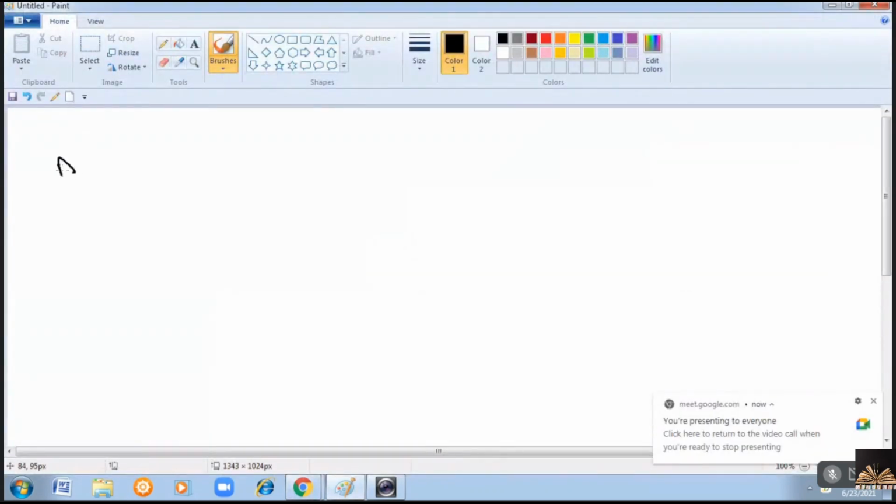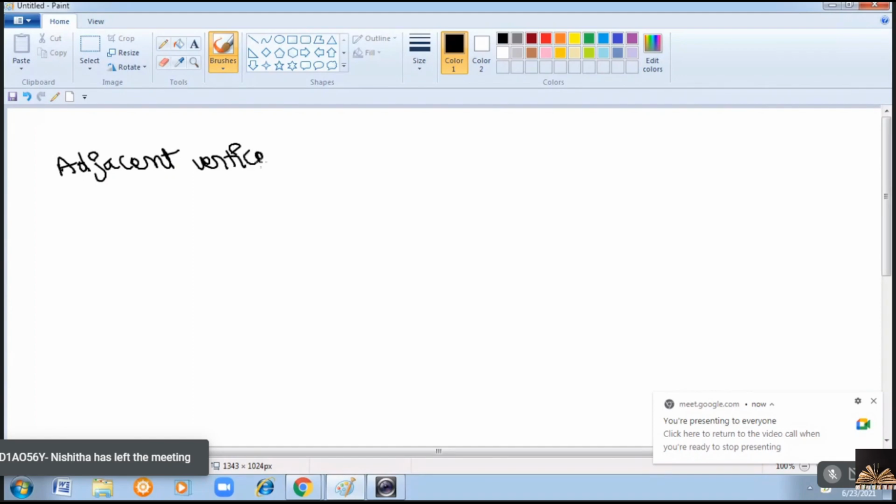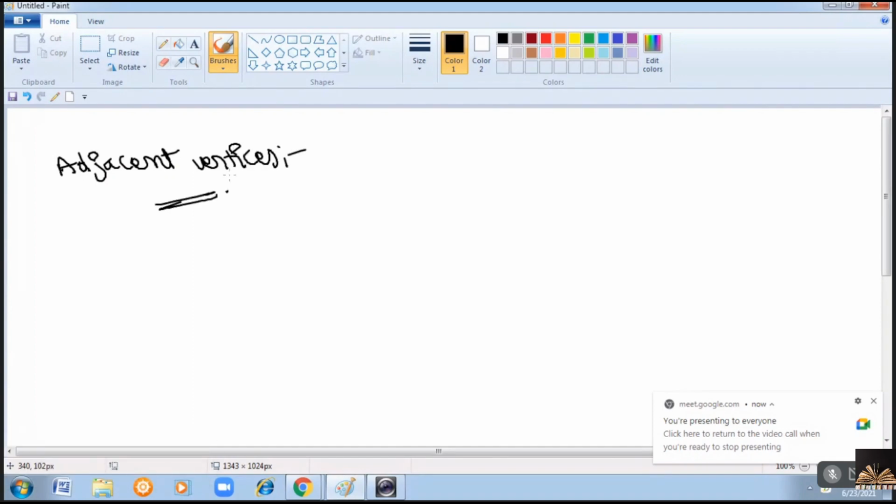Now adjacent vertices. What do you mean by adjacent vertices? These are all the terminology we'll use in this graph theory: simple graph, multi-graph, directed graph, undirected graph, adjacent vertices, degree of a vertex. Right? All these are the terminology that we'll use in graph theory. Which vertices are said to be adjacent?